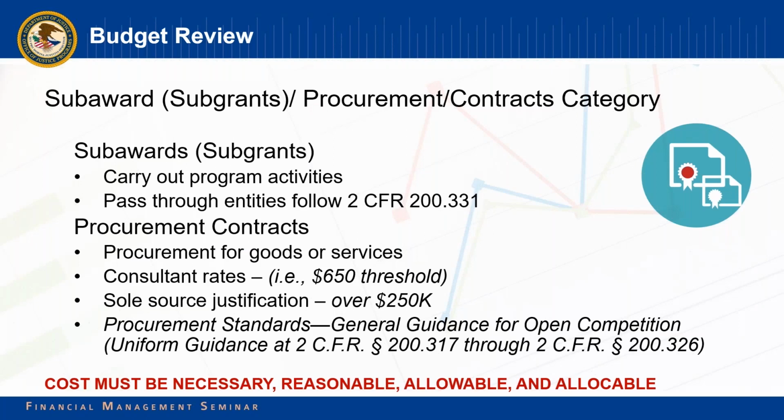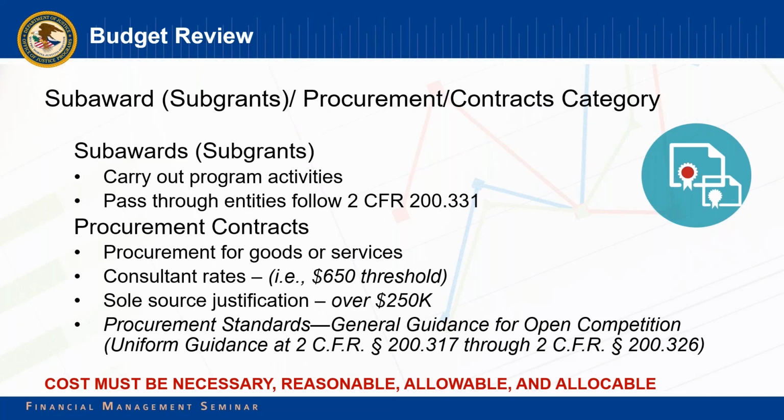This is a big category. We have subawards or subgrants. We have procurement contracts, and we also have consultants that are included in this category. Now, if you are subawarding some of your grant funds, you want to make sure that you list out each subaward or subgrant. You want to provide a description of the activities that are being carried out. And also you want to include a label that says subaward next to each item that you're listing as a subaward.